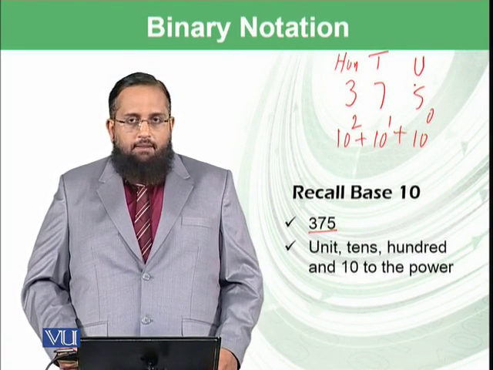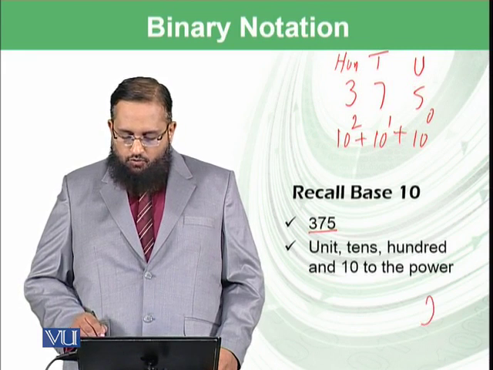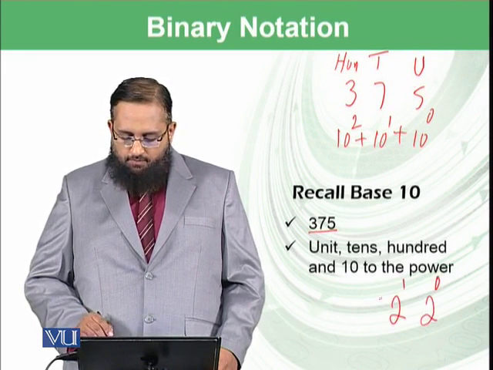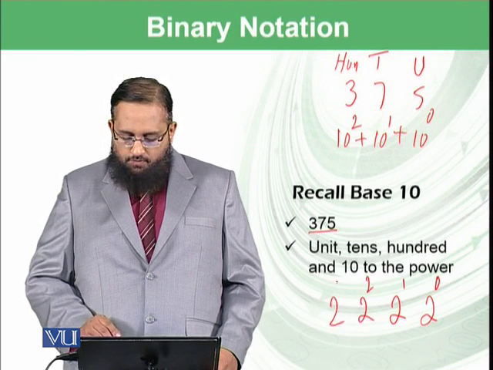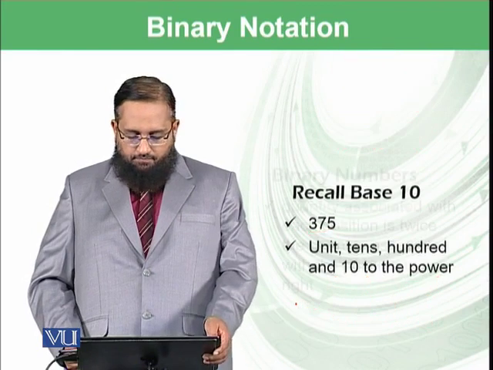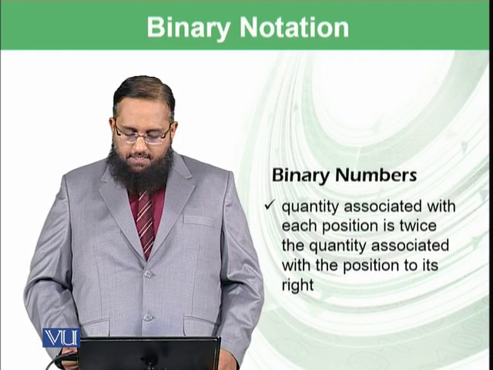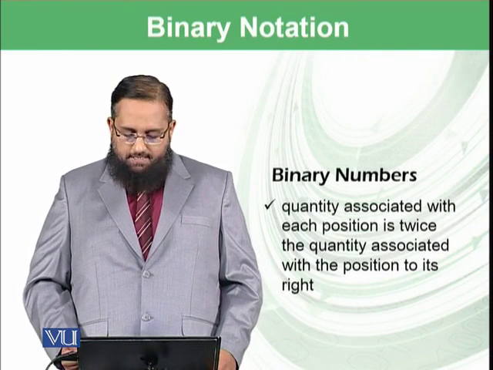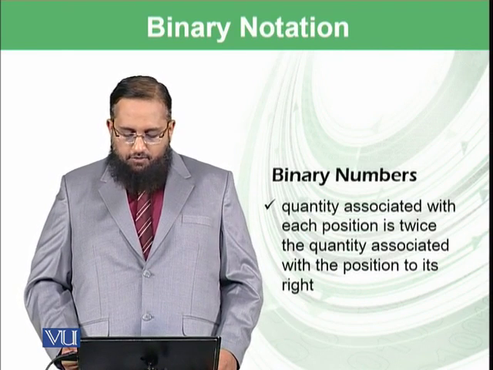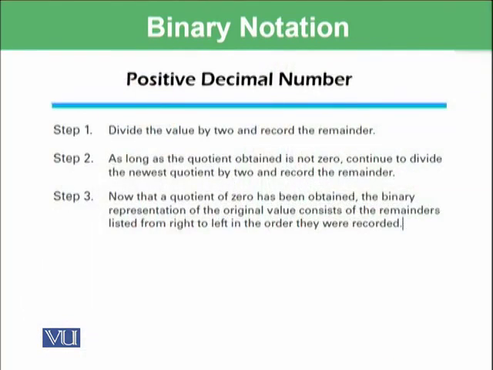Similarly, in binary numbers, we have the base of 2, which forms 2 raised to power 0, 2 raised to power 1, 2 raised to power 2, 2 raised to power 3, and so on. So we will learn it in this module. In binary numbers, the quantity associated with each position is twice the quantity associated with the position to its right, as we have seen in the previous slide.